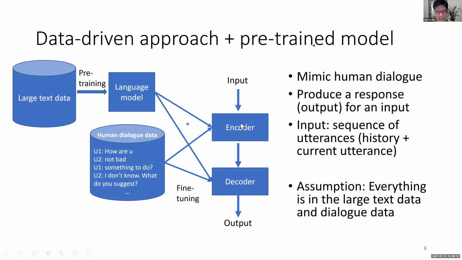So here, the encoder-decoder still works in a similar way, but by relying not only on the dialogue data, but also on the pre-trained language model. Typically, we'll do a fine-tuning stage using the dialogue data to fine-tune the language model. So here, the assumption is slightly softened. That means we don't have everything in the dialogue data, but also we have to rely on the pre-trained language model.